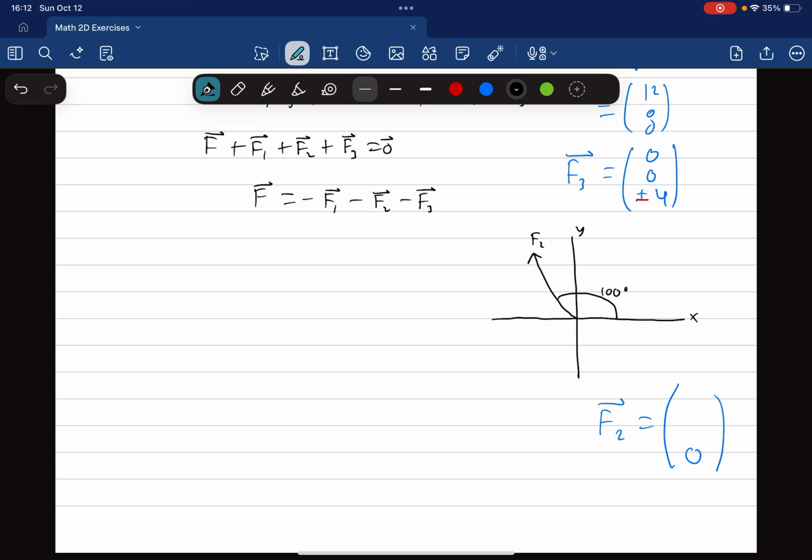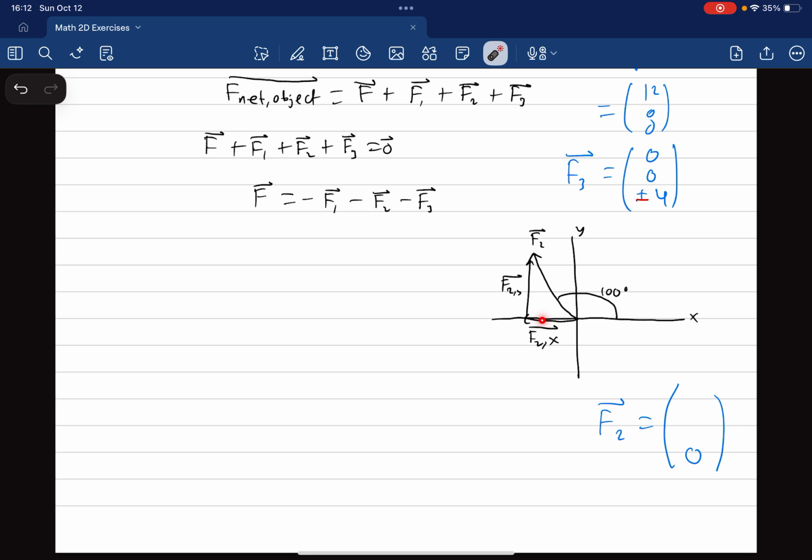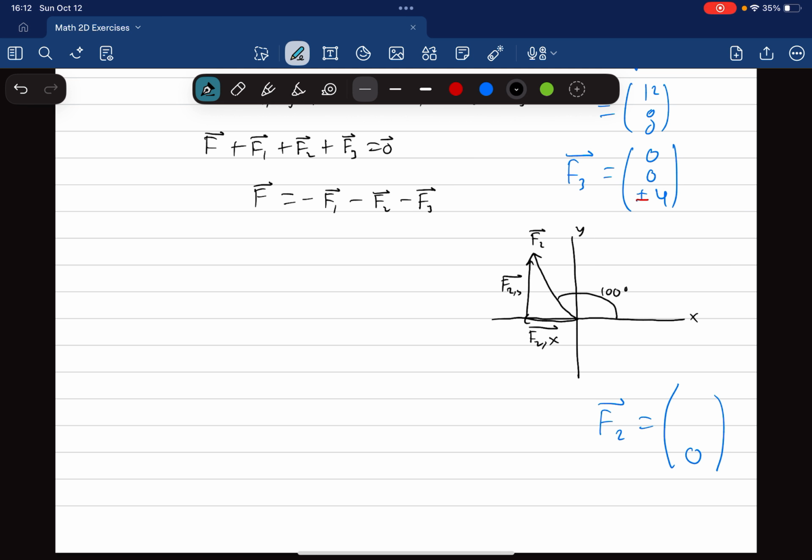To find the other two components, let's break up this force 2 into its x component and then its y component, F2y. And all that remains is to figure out what the lengths of these two vectors are. If we can find those, then just making sure to add a minus sign to this length because we're pointing at the negative x-axis, we'll get the components x and y for F2.